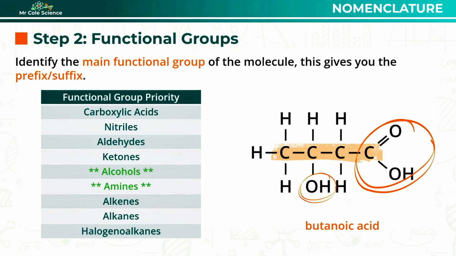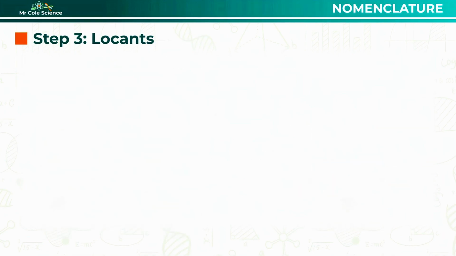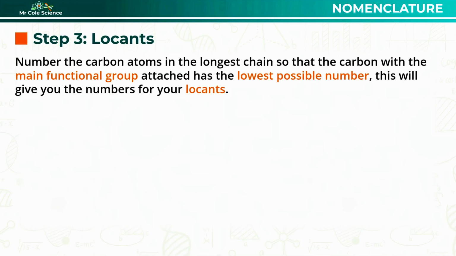So we've now identified our main functional groups and used this to add suffixes to our names. However, earlier on we said that IUPAC naming conventions not only tell you what is attached to the main carbon chain, but also where it is attached. And this leads us on to our next step. Step 3 is all about adding locants or numbers to the name to indicate exactly where the main functional groups are located. To do this, we number the carbon atoms in the longest chain that contains the functional group in such a way that the highest priority functional group has the lowest possible number. This will give us what are called locants.